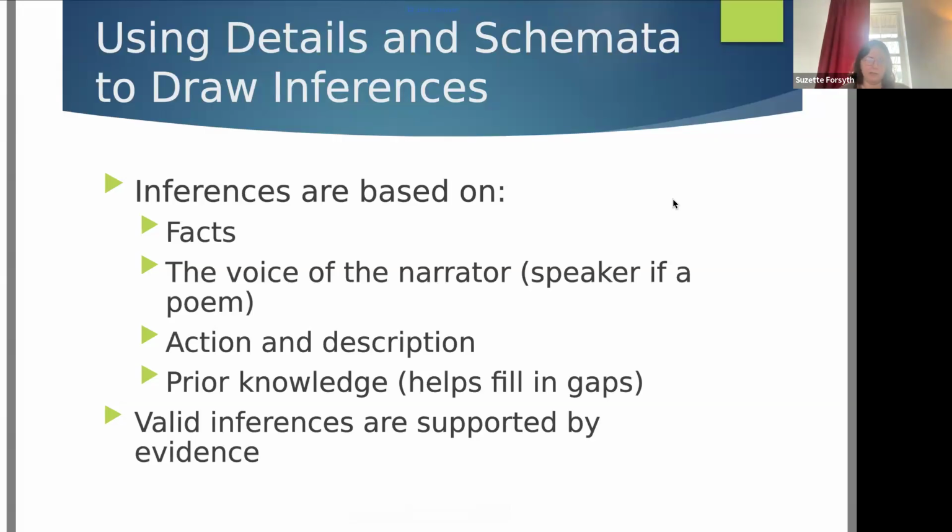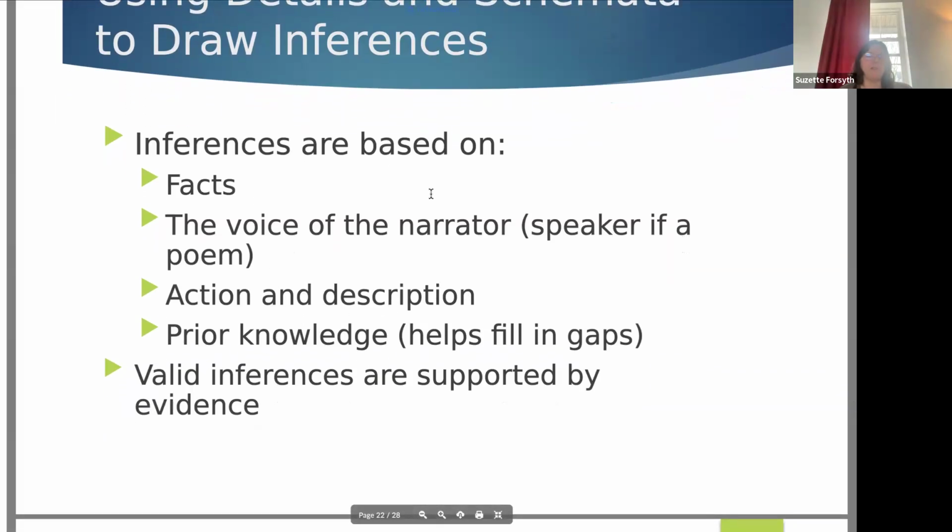So you look at the facts, the voice of the narrator. If it's a poem, it's the speaker of the poem. So what kinds of things is the narrator saying? If it's a story, if it's an essay, what is the tone? What is the style of that writer? How might they feel about what they're talking about? Action and description. So especially in fiction, when you're reading poetry or a story, how is the setting described?